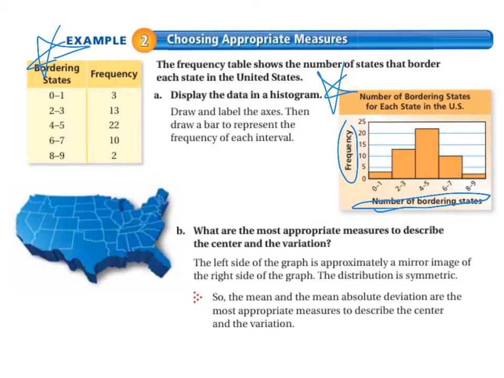Letter B says, what are the most appropriate measures to describe the center and the variation? The left side of the graph is approximately a mirror image of the right side of the graph. So if we draw a little line over it, we can see that it's kind of a bell shape. It's pretty symmetrical. So the distribution is symmetric. So the mean and the mean absolute deviation are the most appropriate measures to describe the center and the variation.